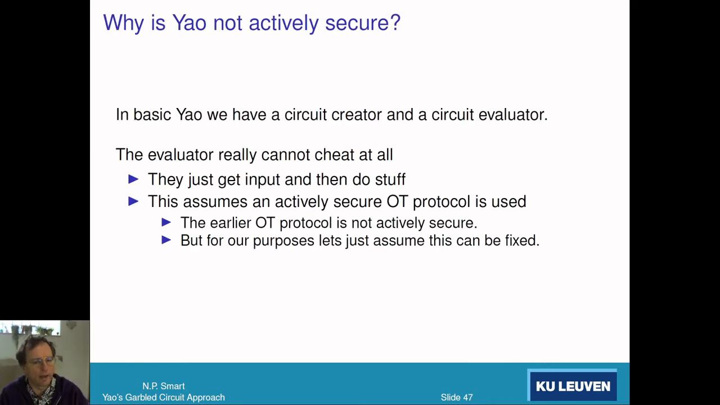So why isn't Yao actively secure? Well, we've got two players. We've got the evaluator and we've got the person who creates the circuit, the circuit creator, the garbler. Now the evaluator doesn't really do anything. He gets his input, that's it, and then he just evaluates the circuit. There isn't really much he can do that will break the security of the other player, the garbler. Okay, so that's assuming that the OT protocol is actively secure, which we kind of brushed under the carpet, but let's not worry about that for the moment.